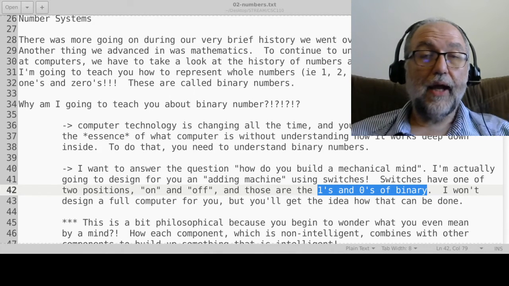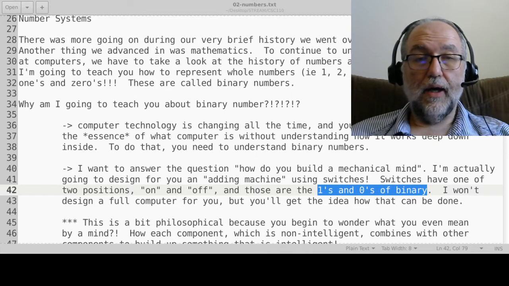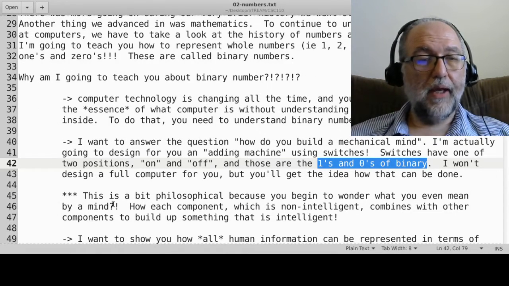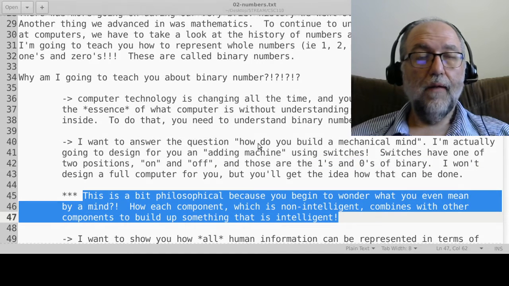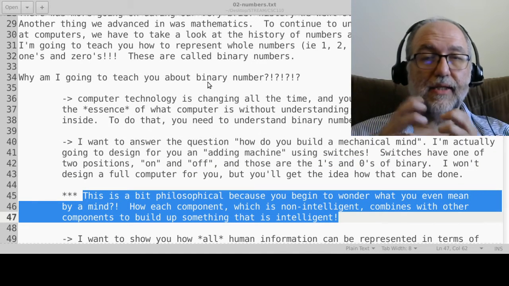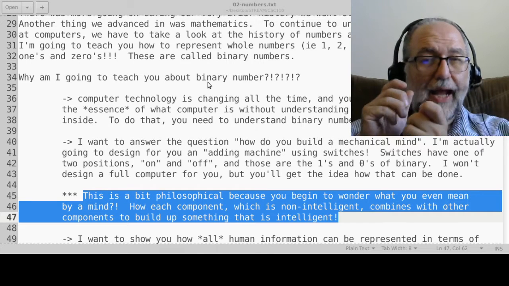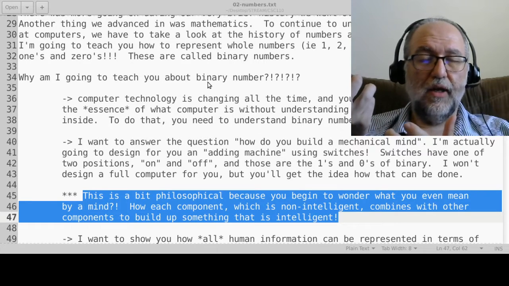You'll say, yeah, I get it. You can really build an adding machine. And what's really good about this is that I'm not doing it for no reason at all. The reason I'm doing this is because you can then see how you could build this mechanical mind, and you could take these things which are not really intelligent in and of themselves.